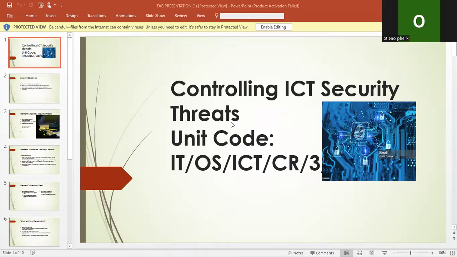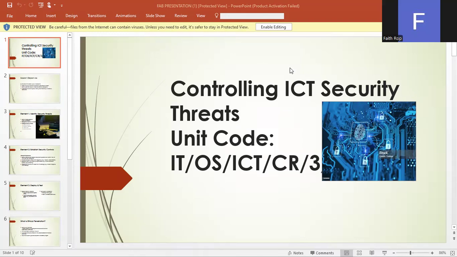Yes, good afternoon, madam. Okay, I'm going to take you through this unit on the topic, controlling ICT security and threat. Before we start, I will have to take the roll call. I can see we have the whole group in, that is, we are 5 in total.